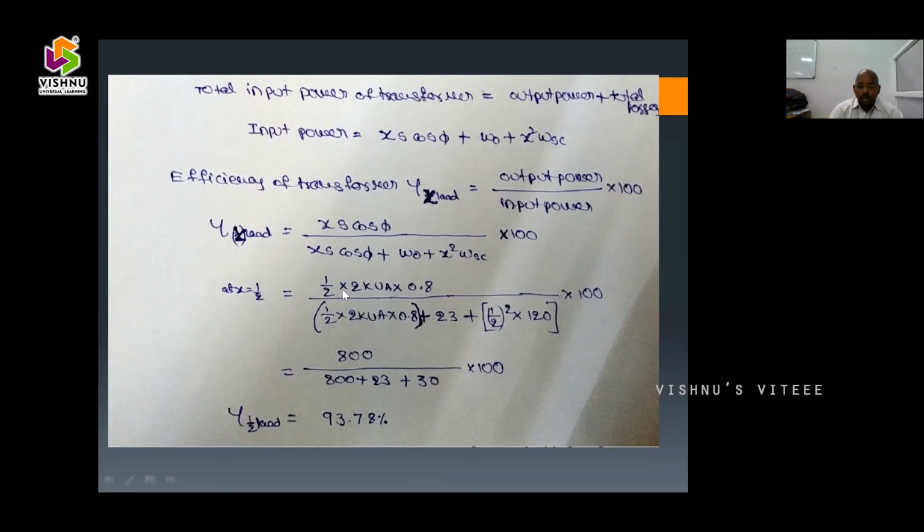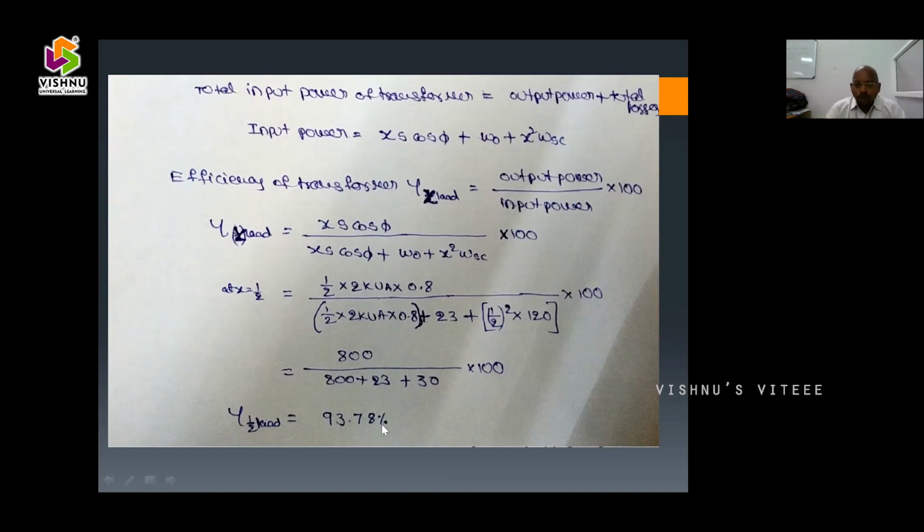X is equal to 1 by 2, into kVA rating 2 kVA, into power factor of the load 0.8, divided by 1 by 2 into 2 kVA into 0.8 plus the no load iron losses, which is 23 watts, plus x square, 1 by 2 whole square, into copper losses at full load, which is 120. After substituting all these values in this formula, we finally got the efficiency at half load equal to 93.78%.